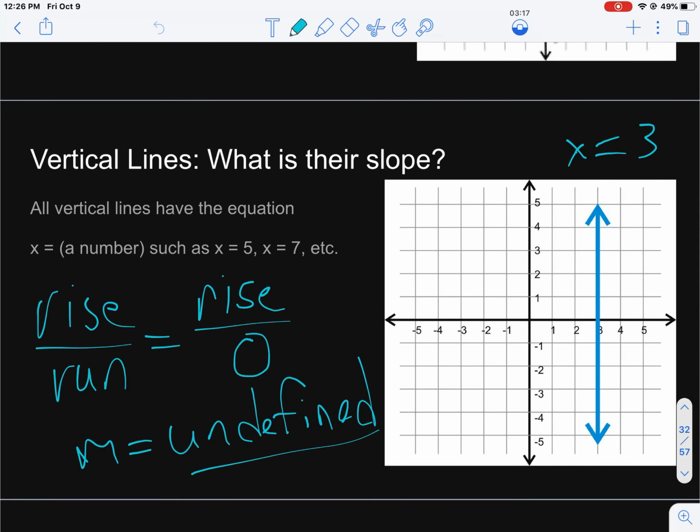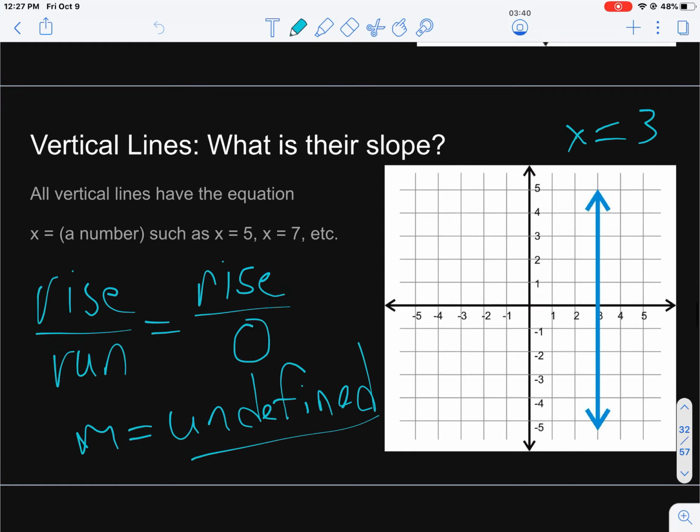For vertical lines, they always have the equation x equals a number because they always pass through the x-axis. Now, the rise over run, the slope of a vertical line, it never goes left or right, so the run is 0. And since the rise over run would turn into rise over 0, we cannot divide by 0, so the slope's undefined.